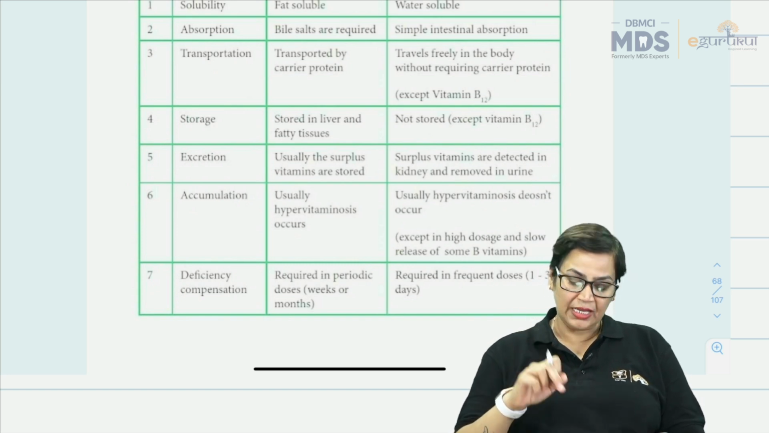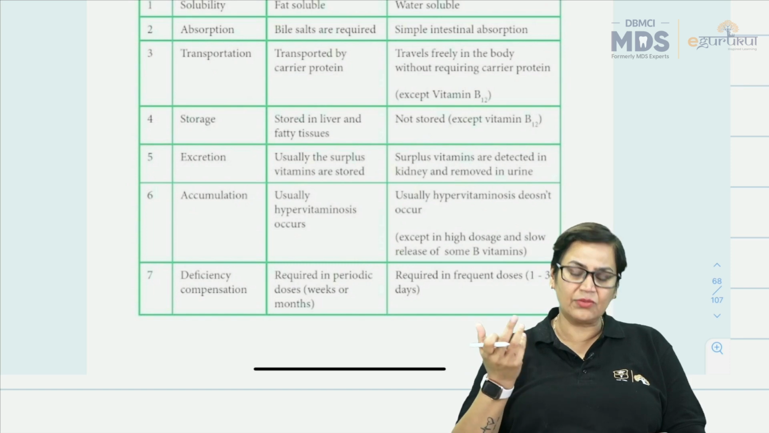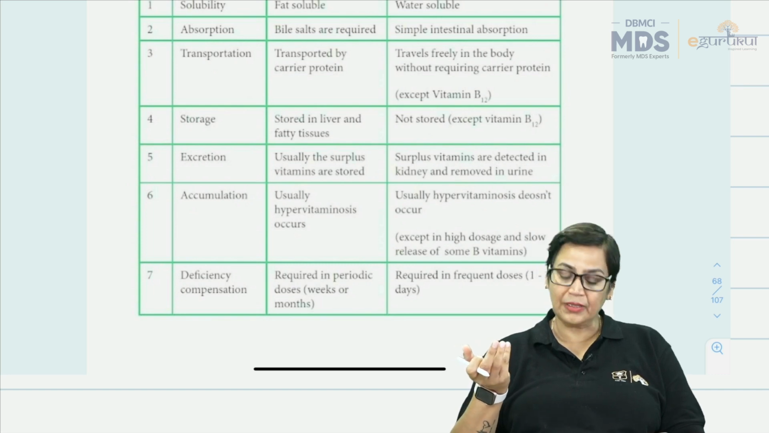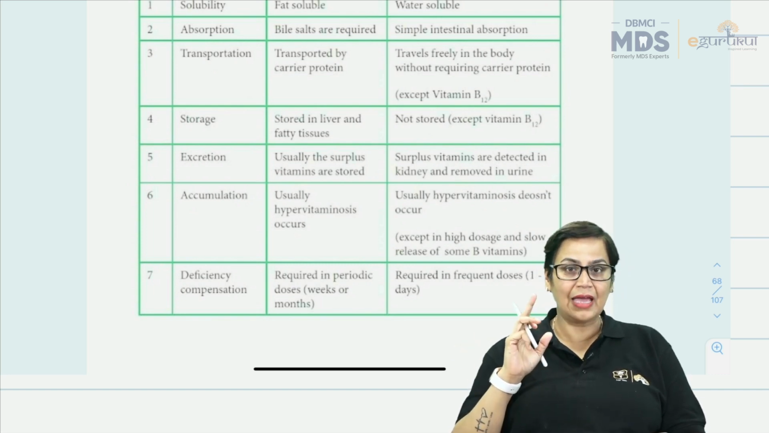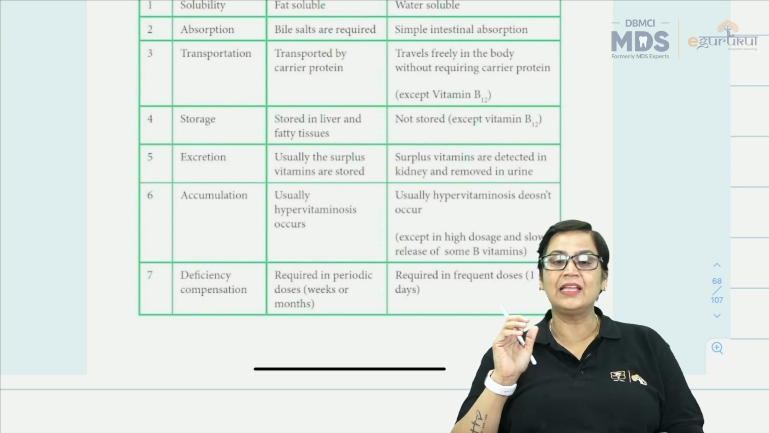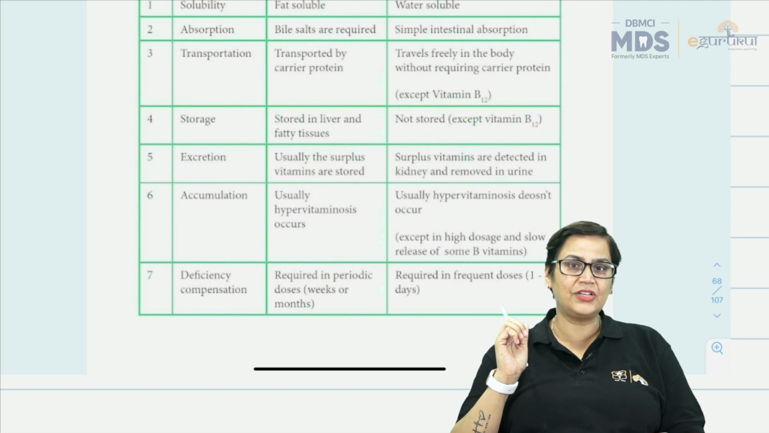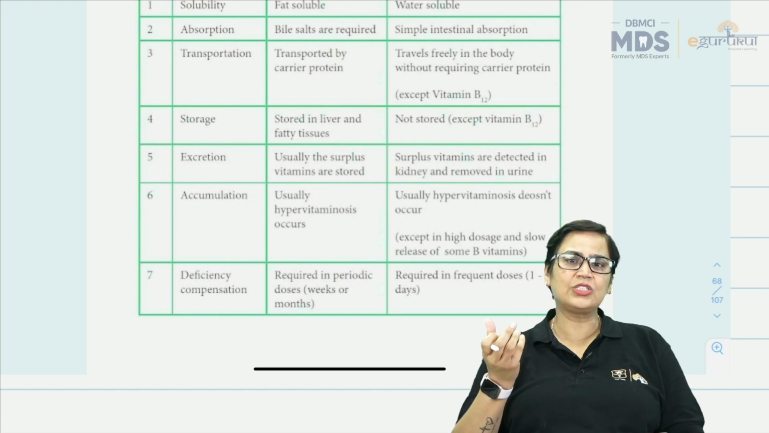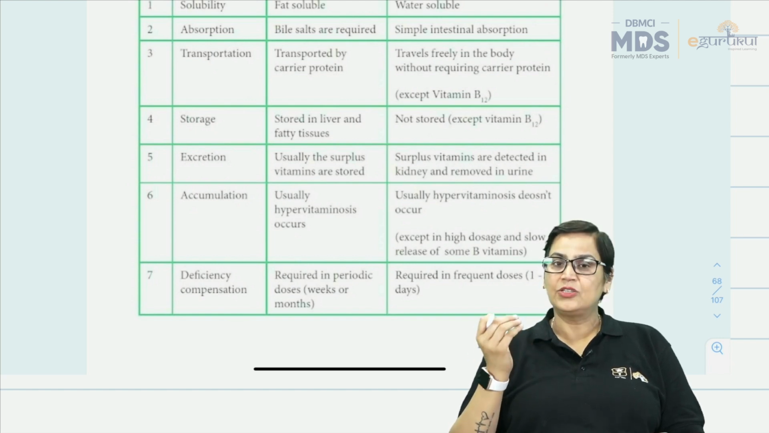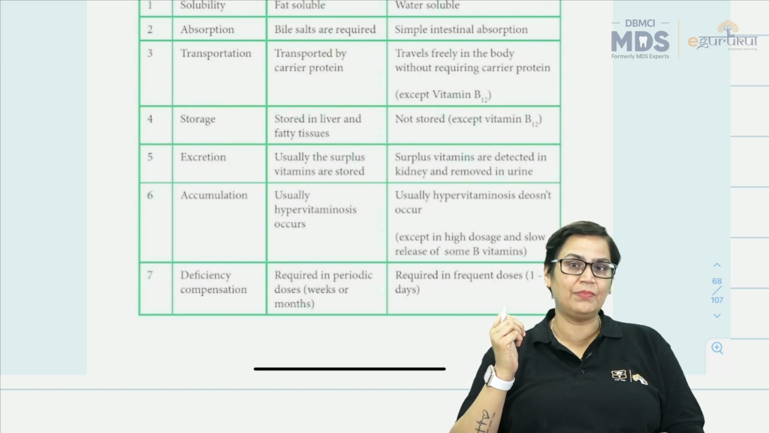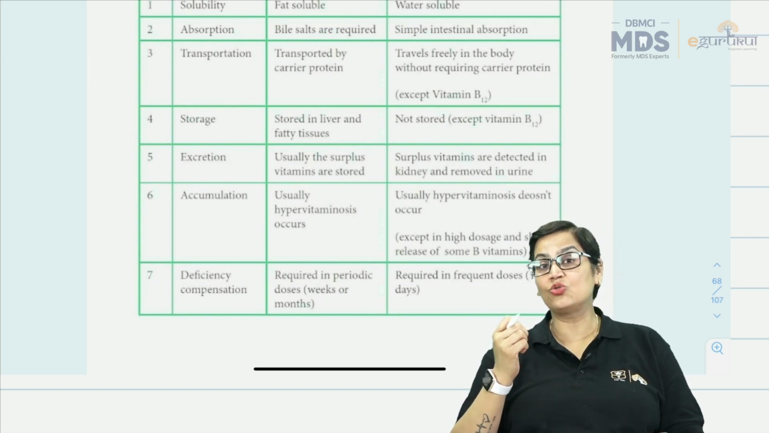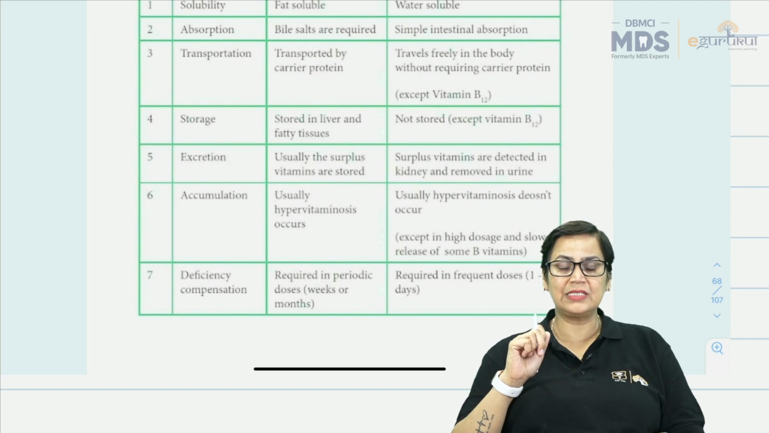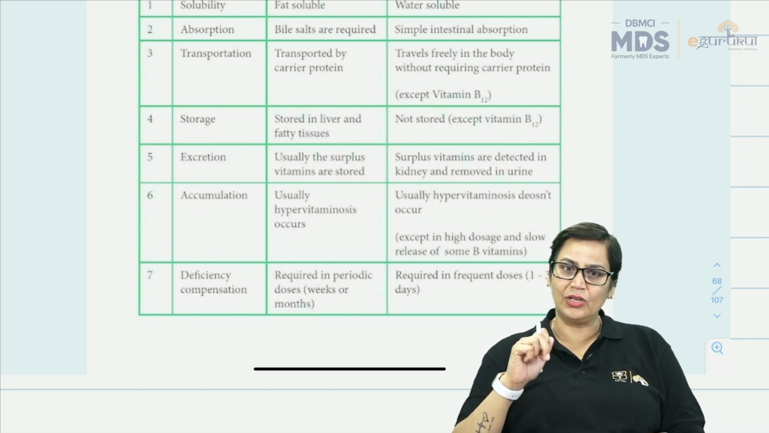Then if we talk about excretion, fat-soluble vitamins are stored, whereas water-soluble ones are easily excreted in urine because they are soluble. Then comes accumulation. Accumulation is very important in the sense that there is always a recommended dietary allowance for every vitamin, meaning how much dosage of a vitamin is allowed in a day. If it increases, it leads to hypervitaminosis. If it decreases, it leads to hypovitaminosis. Hypervitaminosis is very dangerous in fat-soluble vitamins because they are stored.